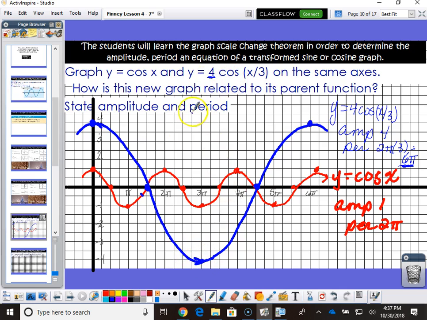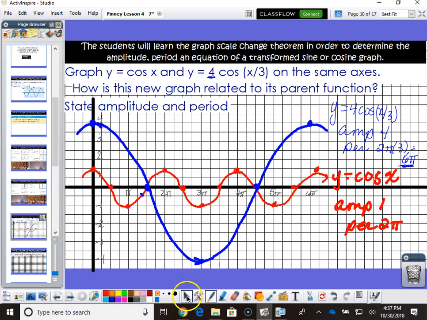Then I said, okay, I also know that between these two, between the max and the min, it hits 0. Well, what's halfway between 3 pi? 1½ pi. So if I put in 1½ pi, I've got 1½ pi divided by 3, which is really pi divided by 2. So pi divided by 2 has 0. 0 times 4 is 0. And I put that there.